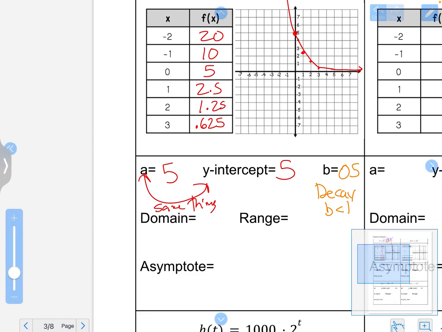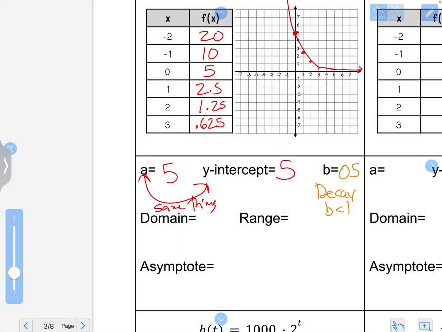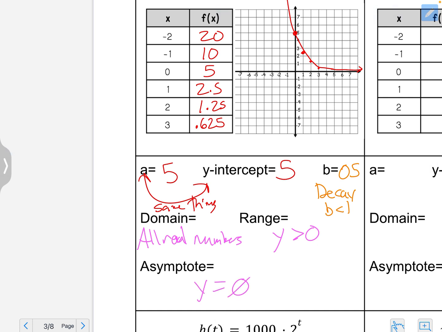And again, we said our domain, our range, and our asymptote are almost always going to be the same. All real numbers. Y is greater than 0, and the line that the graph will never cross is y equals 0, which is our x-axis.